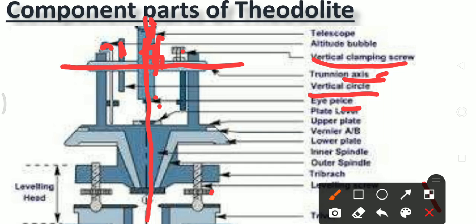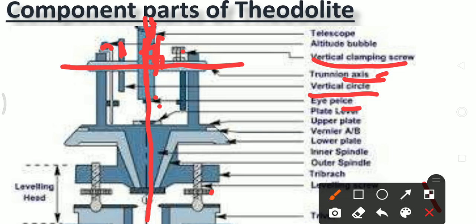There is a provision of a rotating screw in the eyepiece. When we move this rotating screw in clockwise direction as well as anti-clockwise direction, the image of the crosshair or diaphragm becomes sharp and clear.